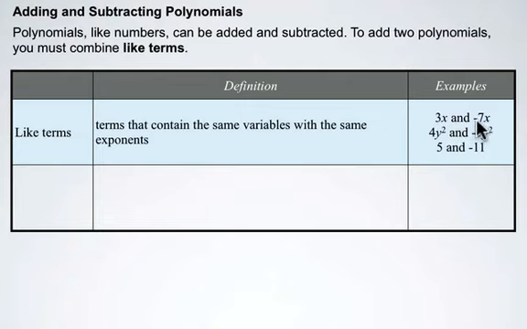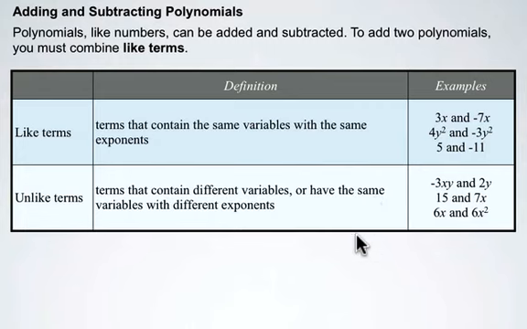So 3x and negative 7x, 4y squared and negative 3y squared, 5 and negative 11, because neither of them have a letter, they're both constant. So the variable part has to be not there or exactly the same, letter and exponent. Unlike terms are terms that contain different variables or have the same variables or letters and the exponents are different.